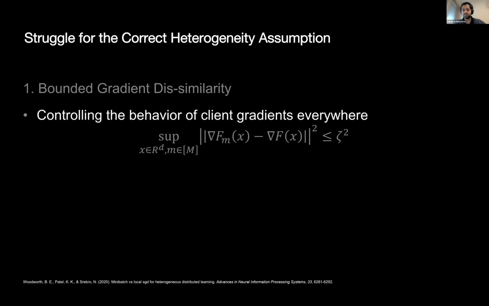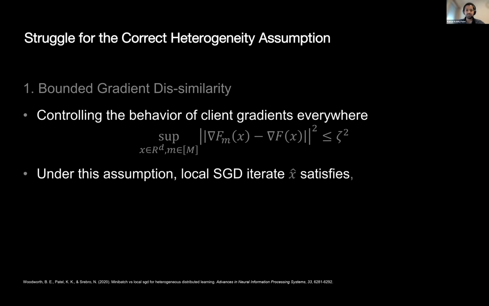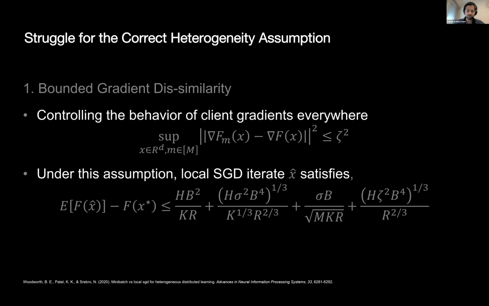So, okay, the first thing which comes to mind is that this is very restrictive, and it is indeed restrictive, but we started with this assumption because at that point, it was not clear if there's any setting where local SGD can be shown to have a benefit over mini batch and single machine SGD. And under this assumption, we were able to show that local SGD iterates satisfy this sort of convergence guarantee. And the first term might look very similar to what you would expect from single machine SGD if you did not have any heterogeneity.